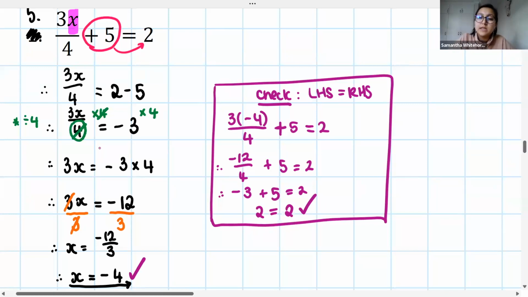So again, grade 8, this is why we need to check our answers. If you are not getting that the left is equal to the right, then you should know that you have not gotten the correct answer.